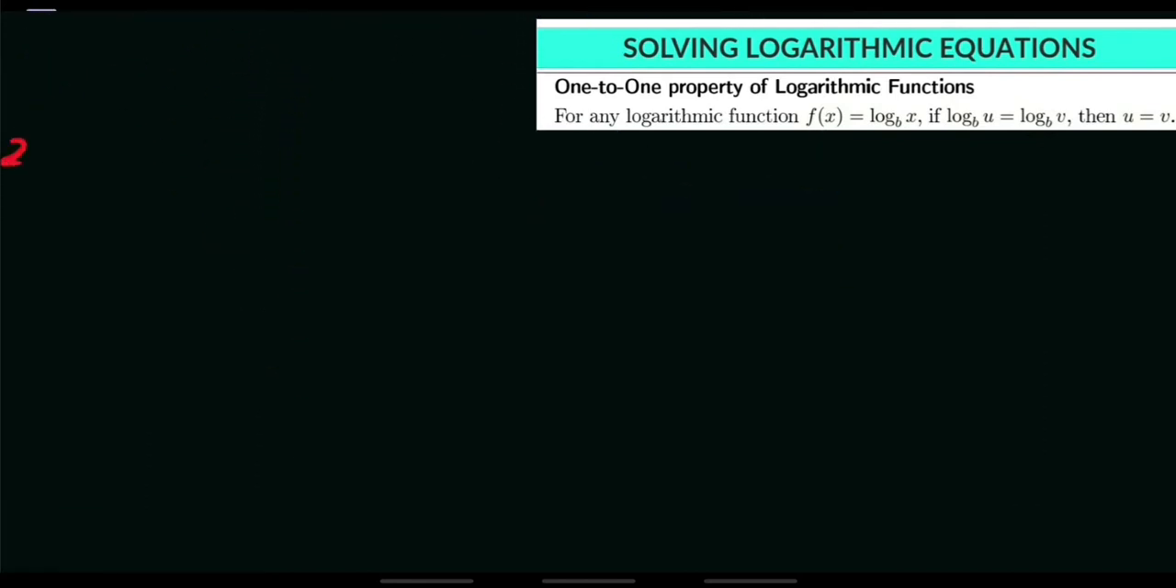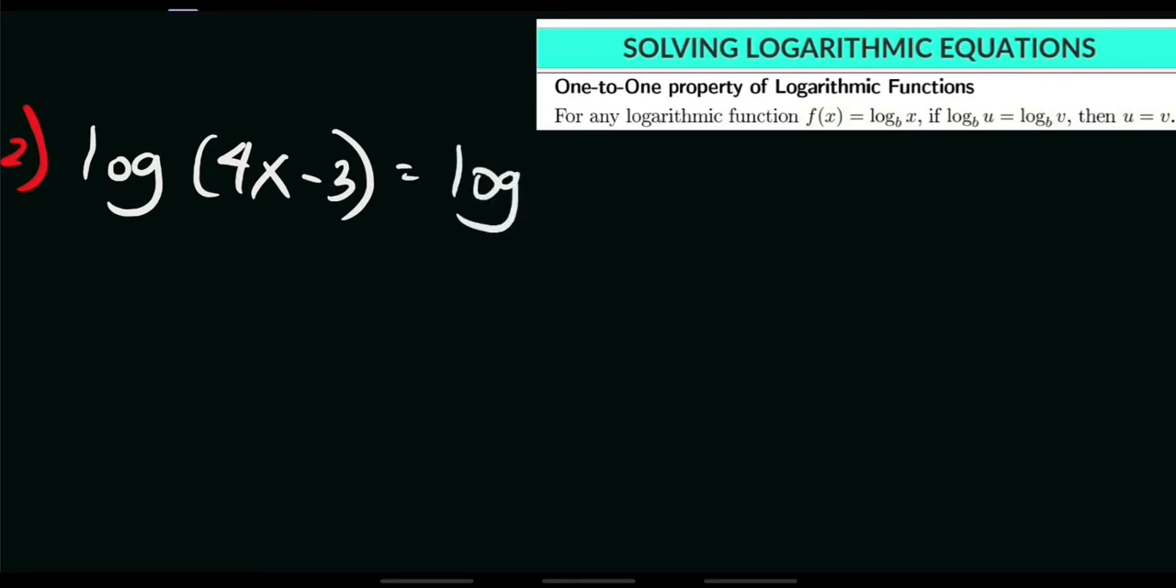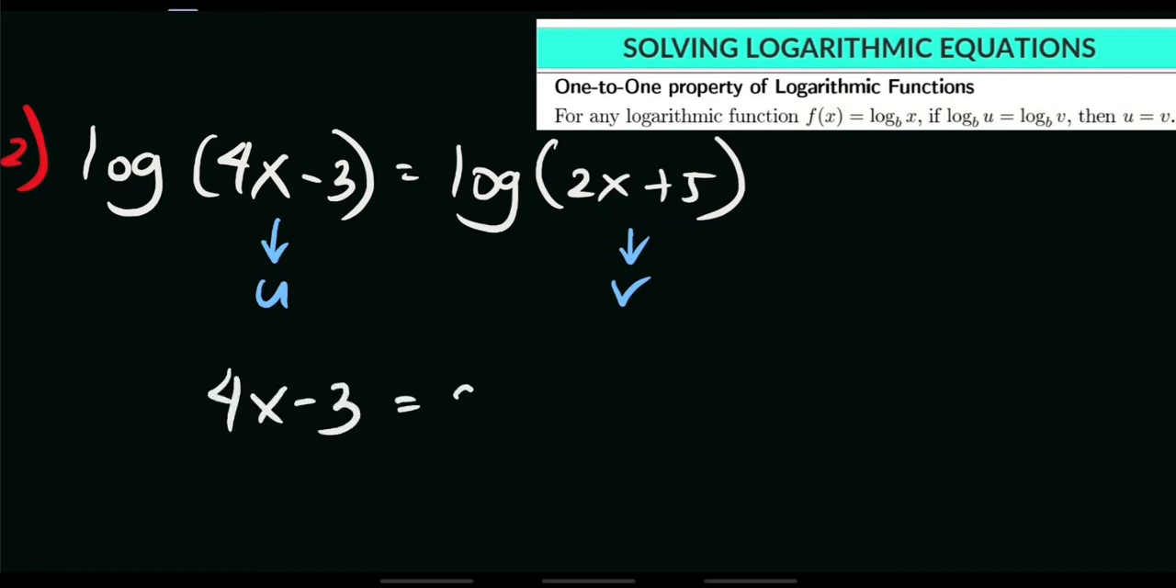For example number 2, let's say we have the logarithm of 4x minus 3, equal to the logarithm of another expression, 2x plus 5. For this problem, since we are dealing with common logarithm, automatically the base is 10. We have an invisible 10 for this expression and another invisible 10 for this expression. If you want to use the one-to-one property, just equate u, which is 4x minus 3, and v, which is 2x plus 5. So 4x minus 3 as u equals 2x plus 5 as v. Let's solve for the values of x.